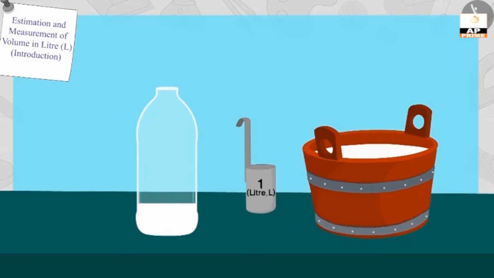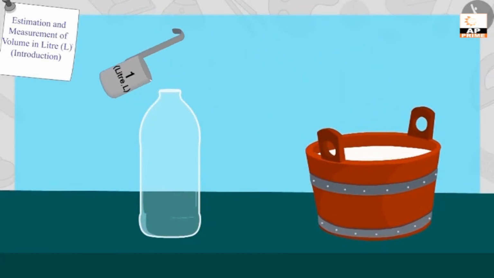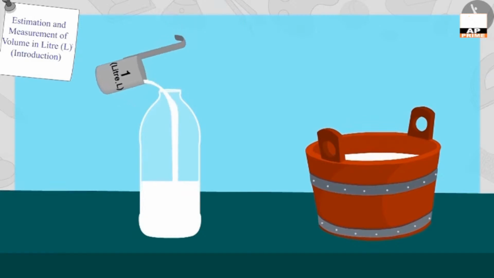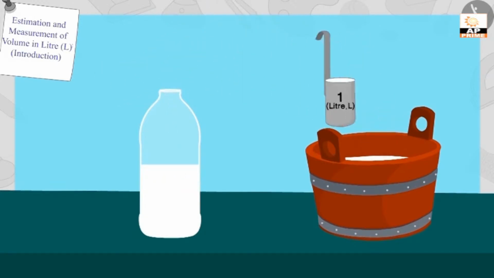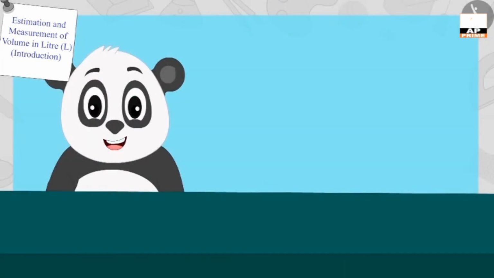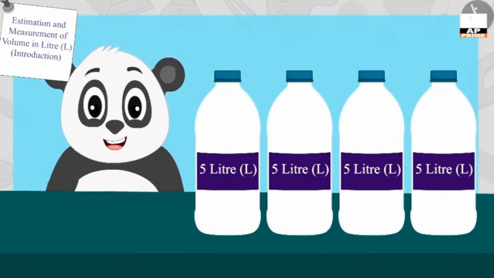Children, can you guess what the capacity of this bottle is? The capacity of this bottle is 1, 2, 3, 4, and 5 is 5 liters. Golu immediately put stickers of 5 liters on bottles similar to these.